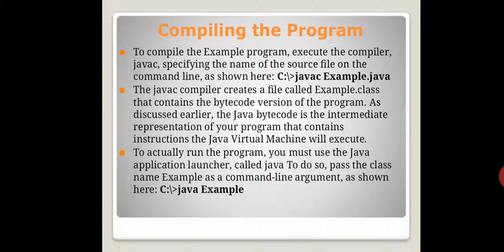In the previous session only I said, once you compile your Java program, you are going to get the bytecode. Bytecode will be in the extension .class. See, the javac compiler creates a file called Example.class. Example.class is nothing but a bytecode. It will contain a bytecode version of the program. Once you get the bytecode, you can port that bytecode to any platform which has got JVM or Java support, and you can execute that particular program.